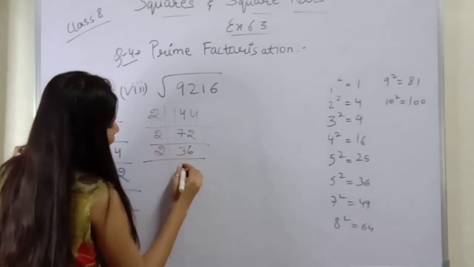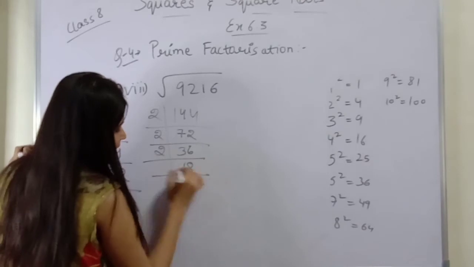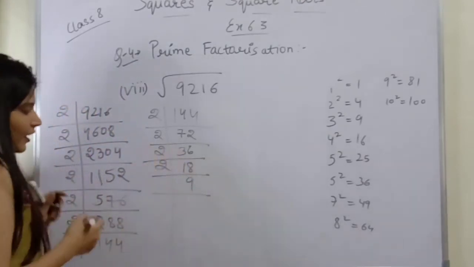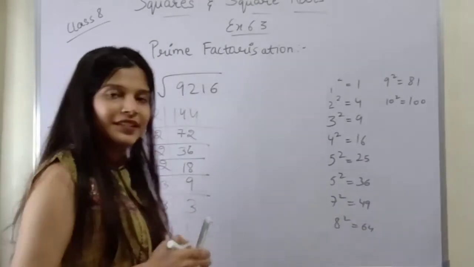Again 2 1s are 2, 2 8s are 16. Again 2 9s are 18. Now 9. अब ये 3 से जाएगा. 3 3s are 9 and 3 1s are 3.